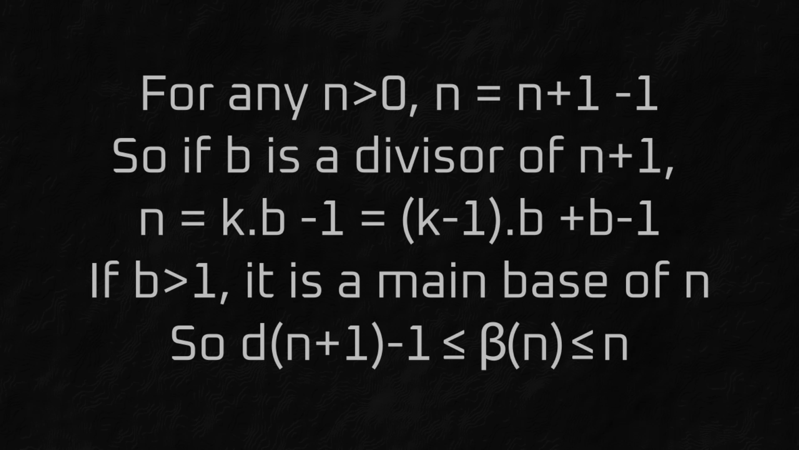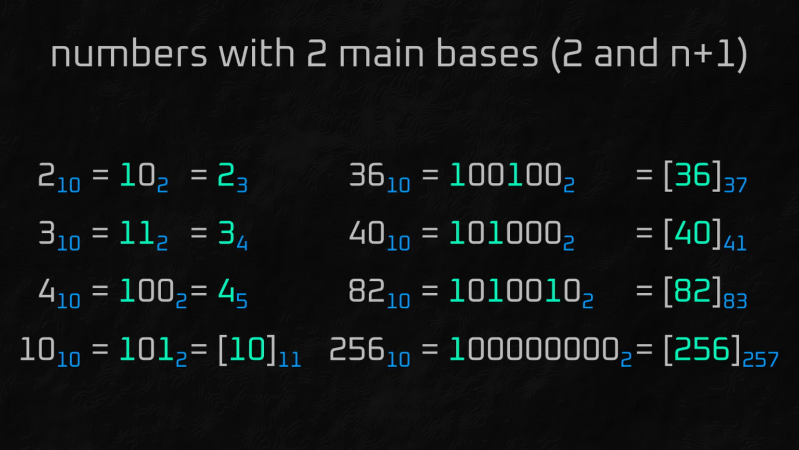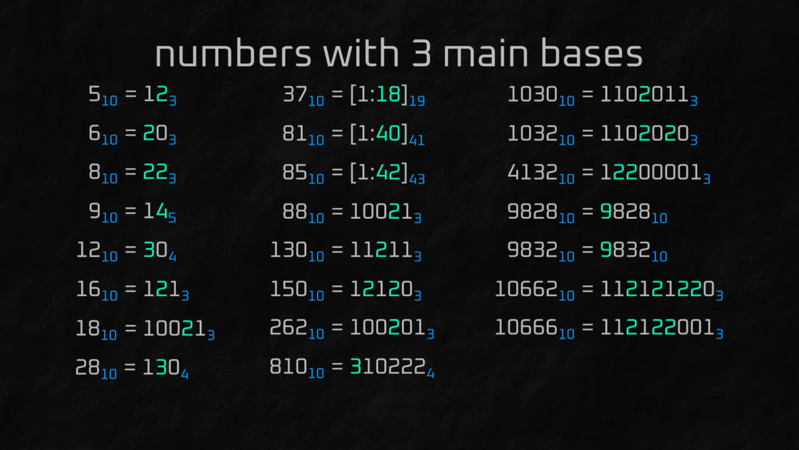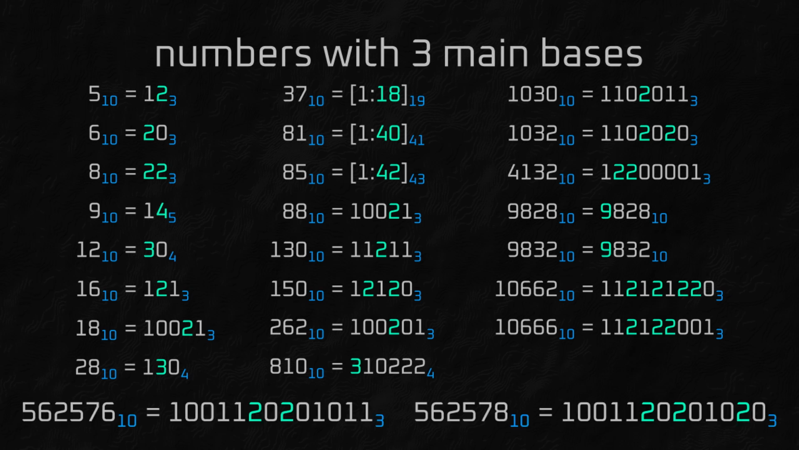Let's check that. When looking for numbers that have only two main bases, we find 2, 3, 4, 10, 36, 40, 82, 256, and then none. For numbers which have only three main bases, well, there are these ones. And finally, hey, well, two big numbers are there. On increasing both of them by 1, we get a pair of twin primes. They are the last ones, I guess.